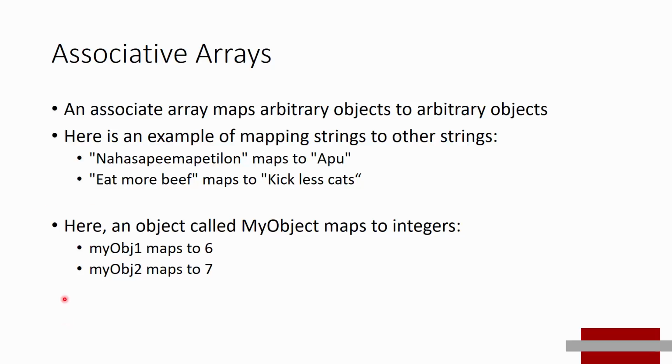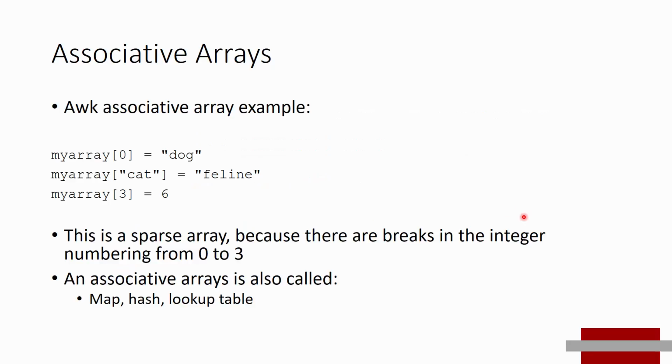So we might even have something with arbitrary objects where you pass in some reference to myObject1 and it maps to an integer 6, or myObject2 maps to 7. So kind of the inverse of the way we traditionally look at an array with integer indexes. So we could even mix them up. So an awk associative array might have things like where the number 0 maps to the string dog, and maybe the string cat maps to a string feline, and maybe the number 3 maps to the number 6.